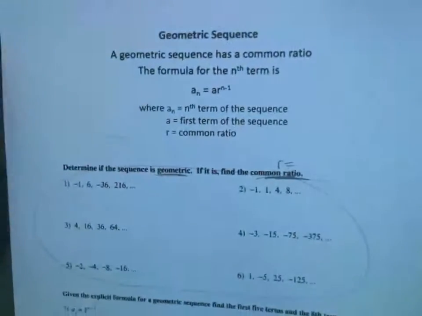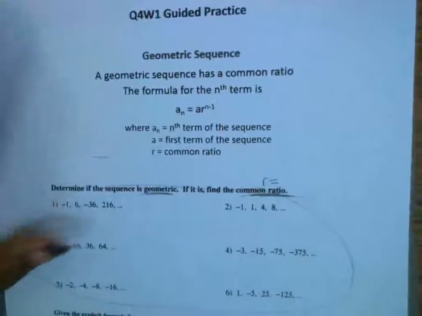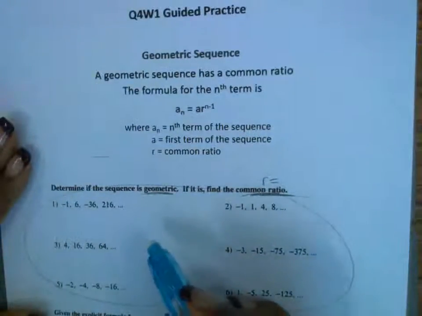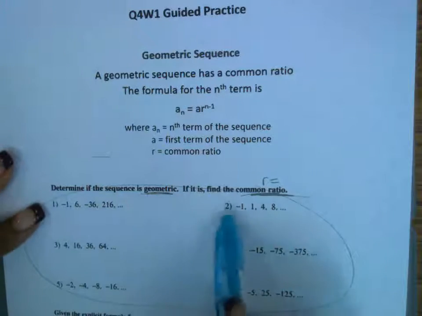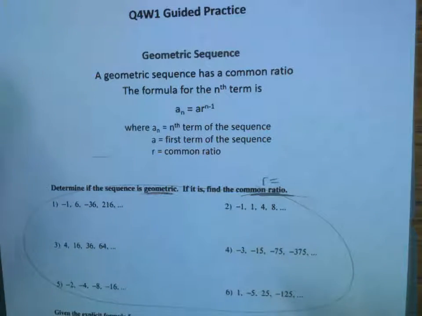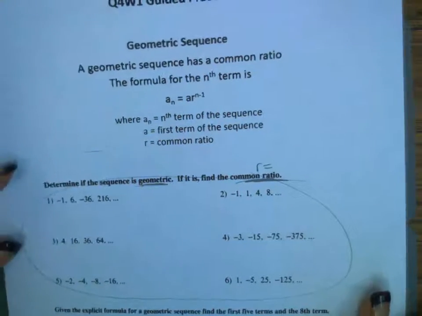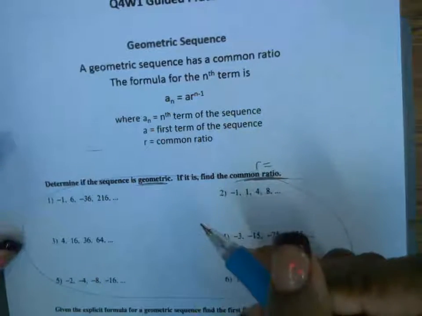All right, so let's go back to the front. Yesterday, I wanted you to tell me if these sequences were geometric sequences or not. And then if it is a geometric sequence, what is the common ratio? What's the number that's being multiplied to get to the very next number in that sequence, okay? So that was what your instructions were to do yesterday. All right, so let's go through this together.